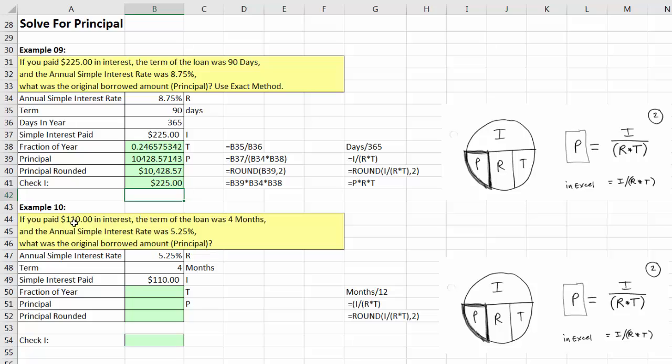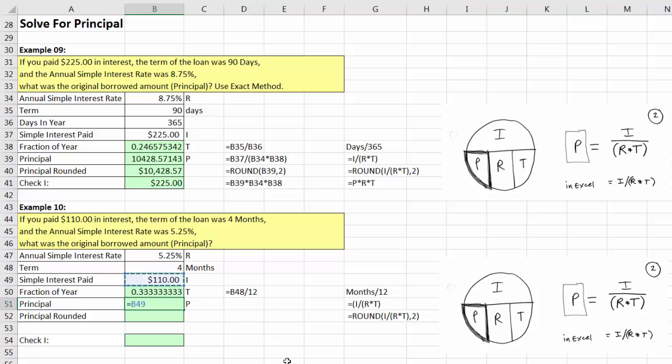Now, here's example 10. If you paid $110 in interest, the term of the loan was 4 months. So this one, we have months, not days. The annual simple interest rate is 5.25%. What was the original amount borrowed, the principal? There's the rate. There's the term, 4 months, and there's the amount of the interest. We always have to calculate time as a fraction of a year. Hey, there's 4 months divided by, I'm just going to put that 12 since it'll never change, right into the denominator. So 1/3 of a year.